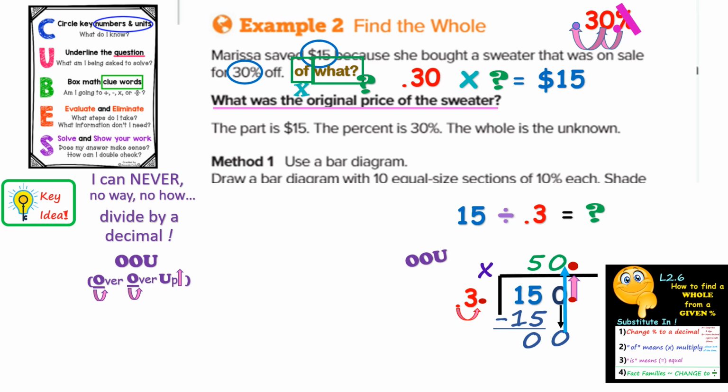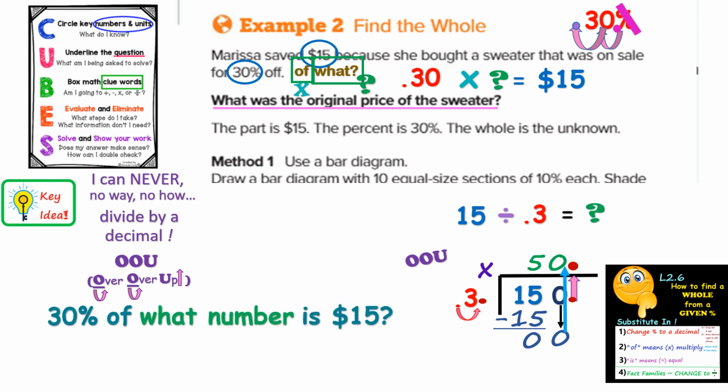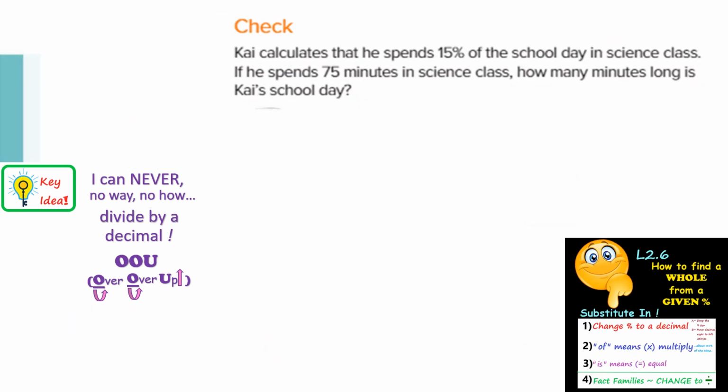50 what? Well, when we're looking at our original question, once again, we're being asked what $15 is for the percentage of a certain amount, right? So 30% of what number is $15. So we know that 30% of $50 is indeed $15. So that's my final answer.